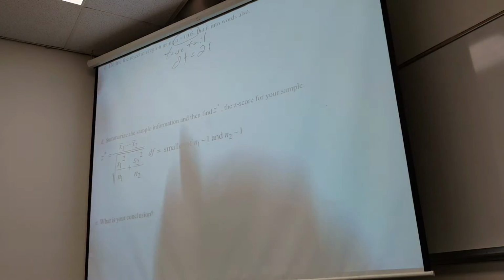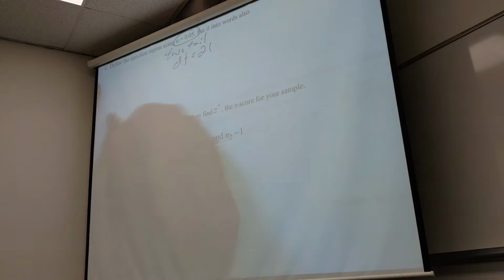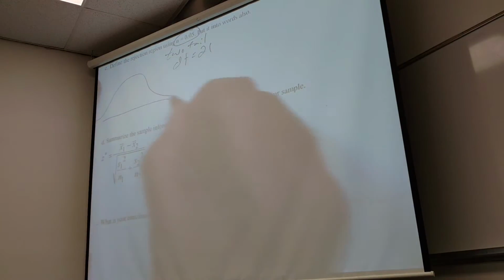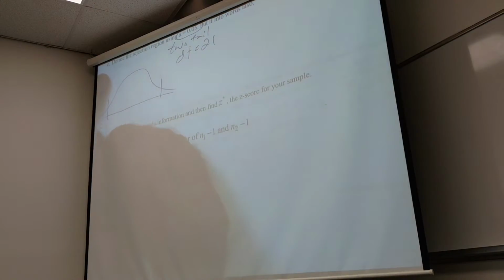So, has somebody done that yet? I gave my last T-score chart away. Have you been able to look that up yet? Your degrees of freedom is 21. 0.05, two-tail test. 2.080. I like it. Negative 2.080. Positive 2.080.